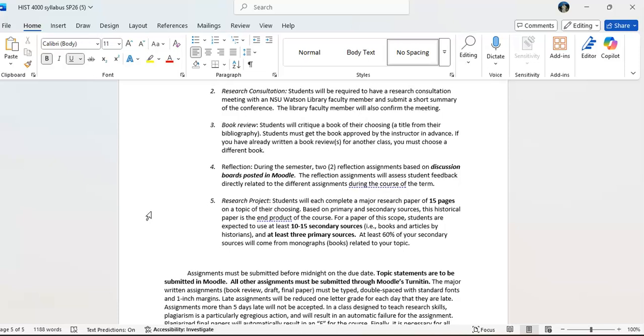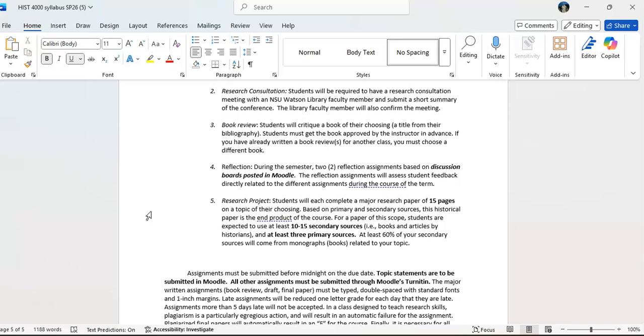Books and articles that are written by historians are secondary sources. Primary sources are written at the time. The papers of Frederick Douglass would be obviously a primary source because they were written by that individual. A biography on Frederick Douglass, written by a 20th or 21st century historian, is a secondary source.